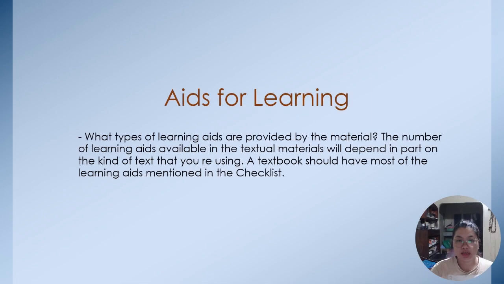So we have also here aids for learning. So what types of learning aids are provided by the material? The number of learning aids available in the textual material will depend in part on the kind of text that you are using. So a textbook should have most of the learning aids mentioned in the checklist. So we have a checklist that shows us the standards of choosing a textbook.